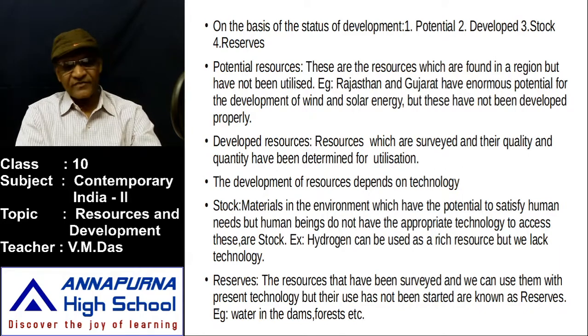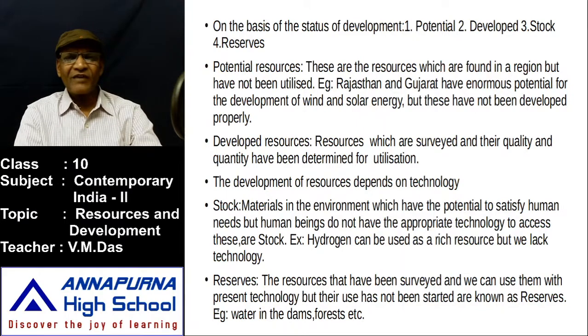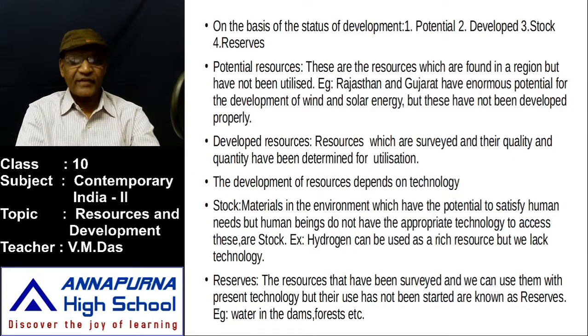So the states of Rajasthan and Gujarat, which are famous for wind energy and solar energy, unfortunately have not been used properly. Technology has to be utilized properly in this regard. And now the second type of resource, on the basis of the status of development. Number one, potential, which I just told you.